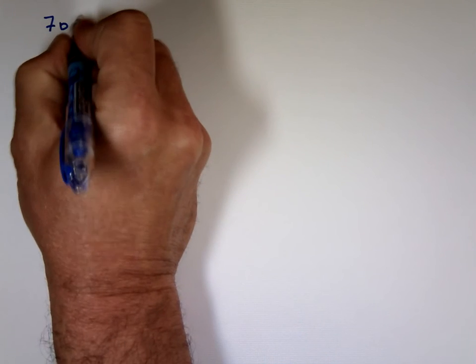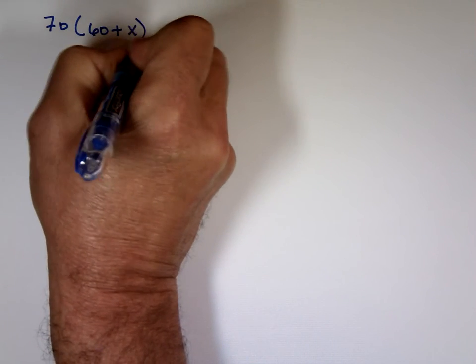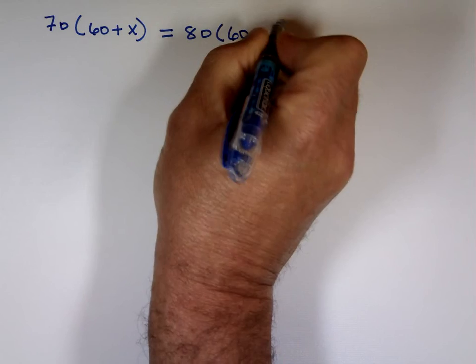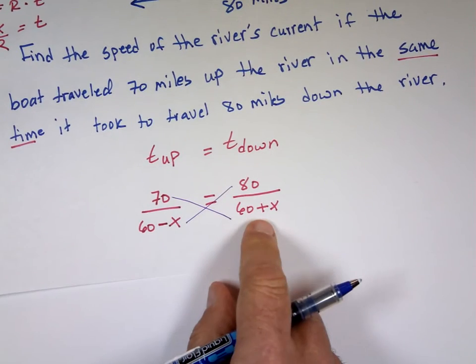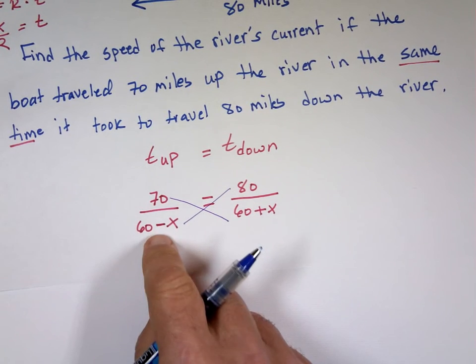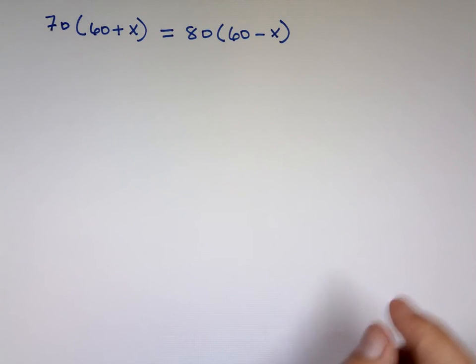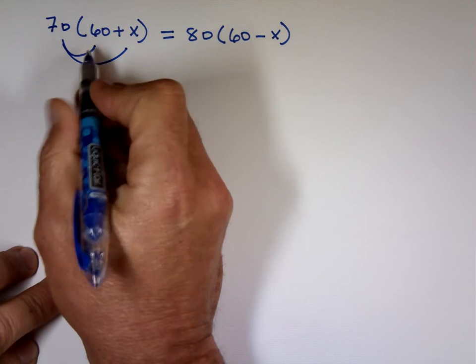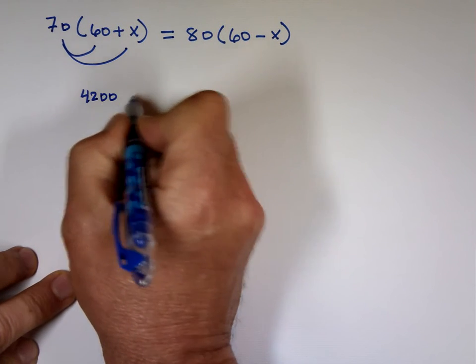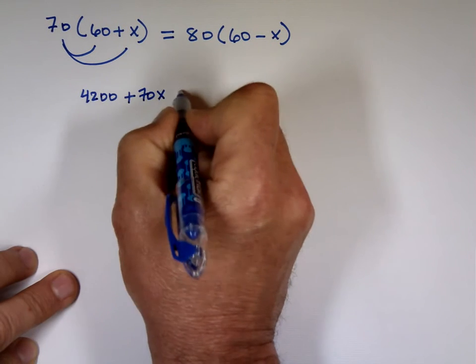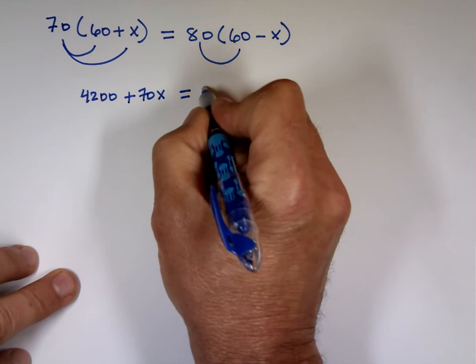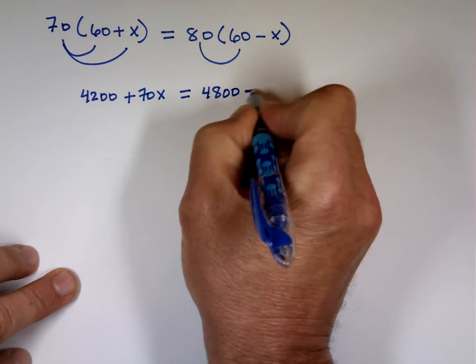So we're going to have 70 times 60 plus x should equal 80 times 60 minus x. Cross multiply. 70 times 60 plus x is equal to 80 times 60 minus x. Distribute that. 70 times 60, 7 times 6 is 42, so 4200, plus 70x. Eight times 6, 4800, minus what? 80x.